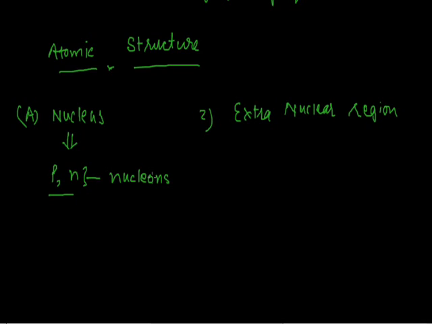The protons and neutrons are collectively known as nucleons, and the radius of the nucleus of an atom is of the order of 10 to the power minus 15 meter. If you talk about the extranuclear region, there are some shells in which electrons are revolving. These orbits are called energy levels, and energy levels are designated as K, L, M, N. So this is about the atomic structure.